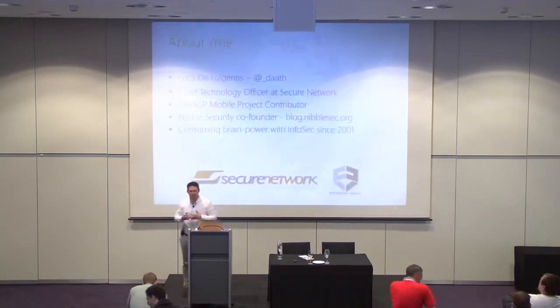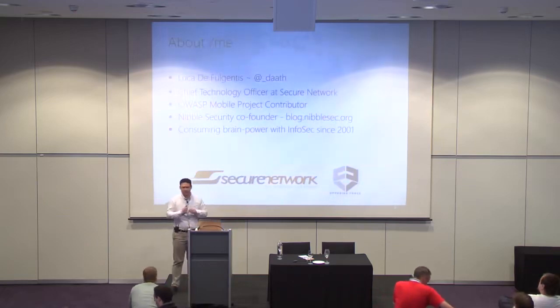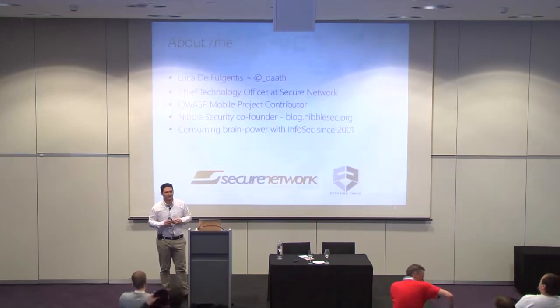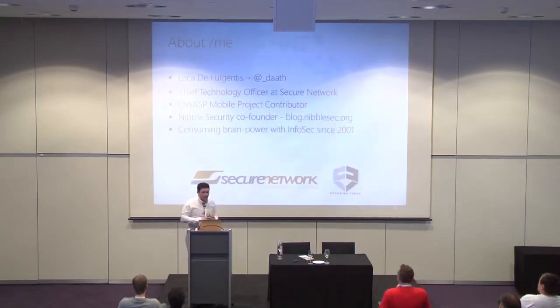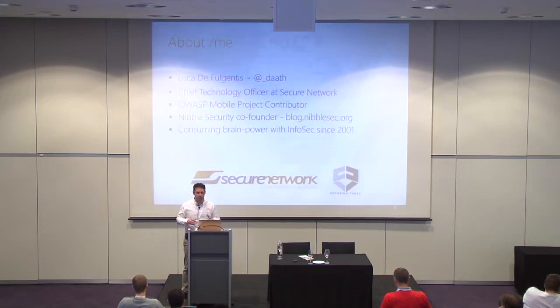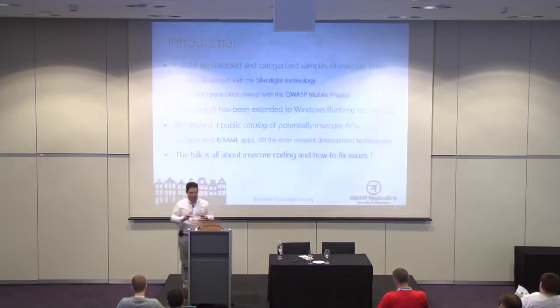So, let me introduce myself. My name is Luca de Fulgentis. I'm the CTO at Secure Network, which is a security firm based in Milan, Italy. I used to be a web application pen tester, but nowadays I'm mostly involved in the managing of our security services. I'm also a contributor of the OWASP mobile project, and in the last 2 years, I share my results concerning the Windows Phone application security. And so let's start just with a little introduction.